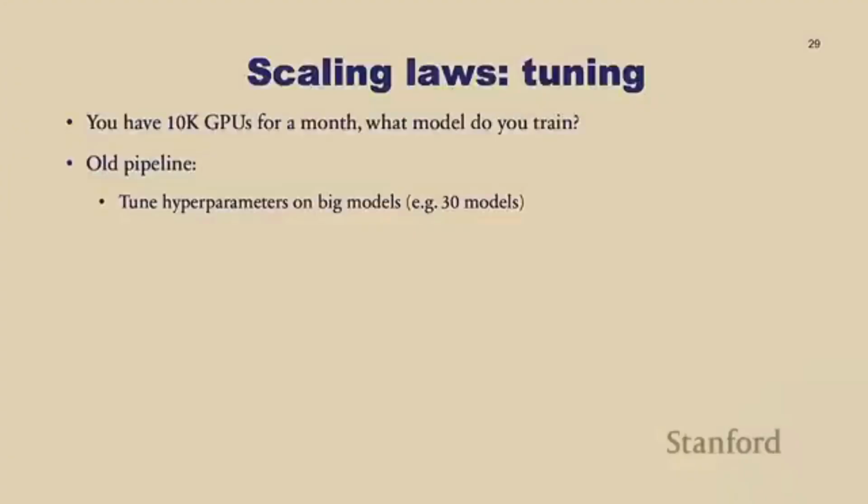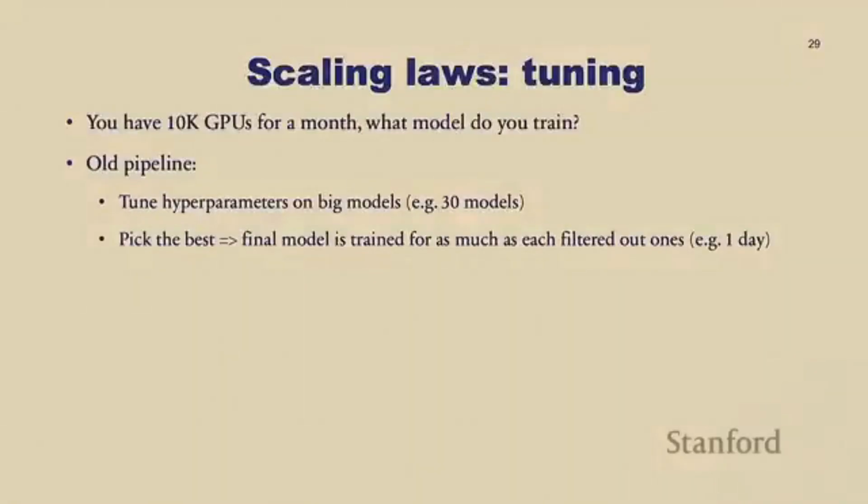The old pipeline was basically you tune hyperparameters on the big models. So let's say I have 30 days. I will train 30 models for 1 day each. I will pick the best one, and that will be the final model that I will use in production. That means the model that I actually used was only trained for 1 day.